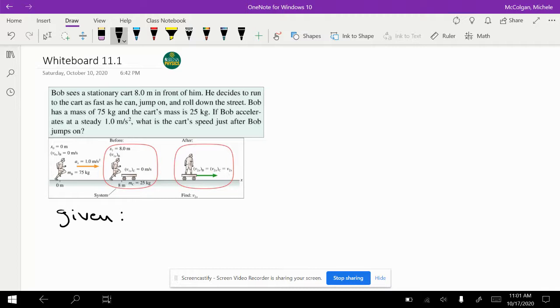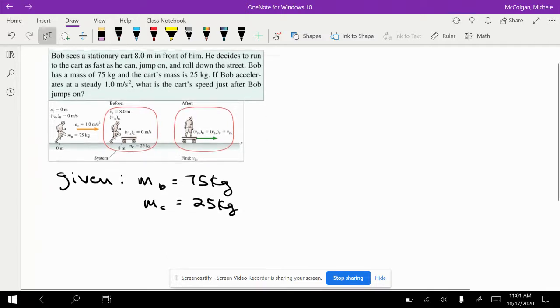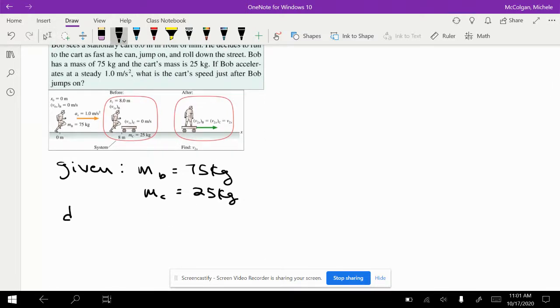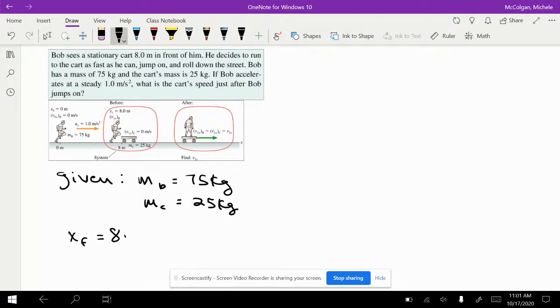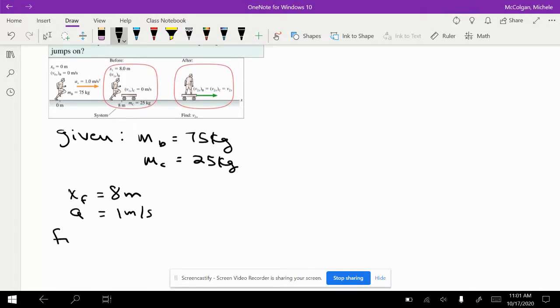We're given that the mass of Bob is equal to 75 kilograms. The mass of the cart is equal to 25 kilograms. The distance, let's call that x final, is equal to 8 meters, and the acceleration is equal to 1 meter per second squared. And for the find, we have to do two things. For part A, we need to find the final velocity.